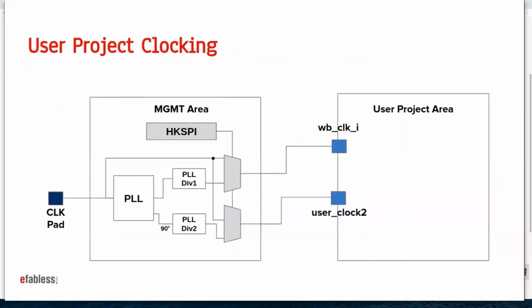And finally, for the user project clocking, the management SoC also supplies the clock for the user project area. And the user project area has 2 clock ports, the Wishbone clock input and the user clock 2. So the Wishbone clock input is the same clock that the management core operates on, and it either comes from the clock pad or the clock output from the PLL divisor. And the user clock 2 also either comes from the clock pad or an independent PLL divisor.